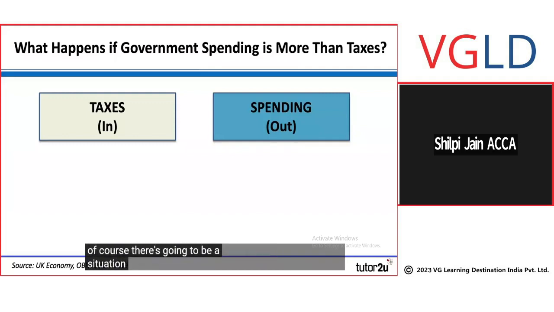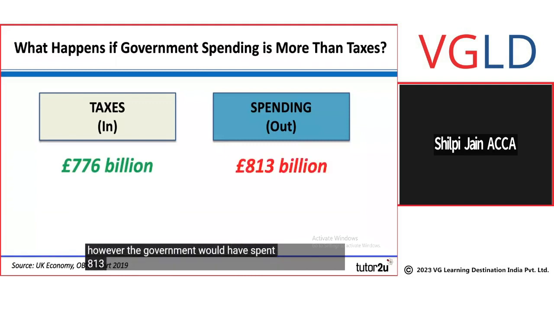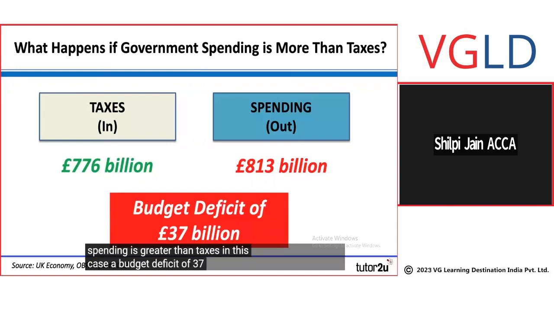And of course, there's going to be a situation where the taxes that are raised are not enough to cover what the government wants to spend. So for example, here's some data for the UK. In 2018, it's expected that the total value of taxes raised will be £776 billion. However, the government would have spent £813 billion, which means that there is a deficit. Spending is greater than taxes, in this case a budget deficit of £37 billion. And the way the government funds that or finances that is by borrowing money, government borrowing, and therefore increasing the national debt. Okay, that's fiscal policy.